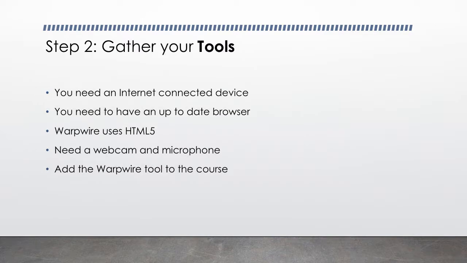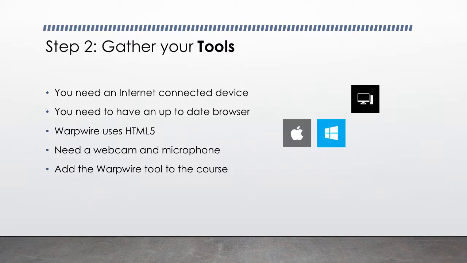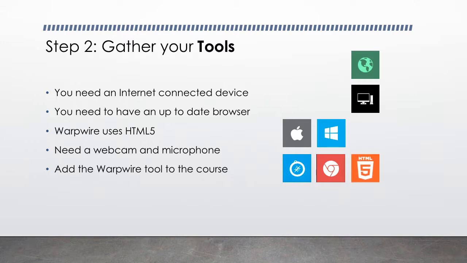Step 2. Gather your tools. To begin, you'll need to make sure you've got the equipment you'll need to actually do a recording. For this process, you'll need a Mac or PC computer connected to the internet. You'll also need an up-to-date web browser such as Google Chrome or Safari. Warpwire uses HTML5 to capture audio and video content, which most new browsers are already using. You'll also need a webcam and possibly a microphone if there isn't one integrated into the webcam.